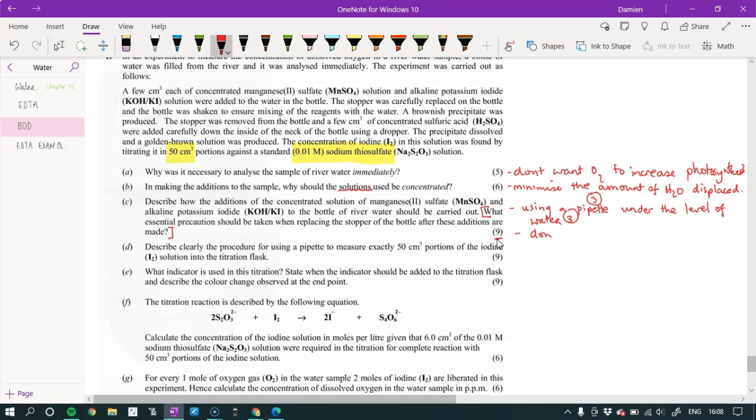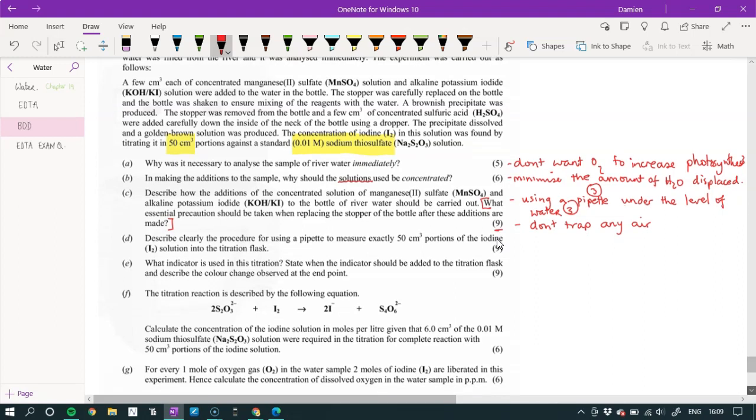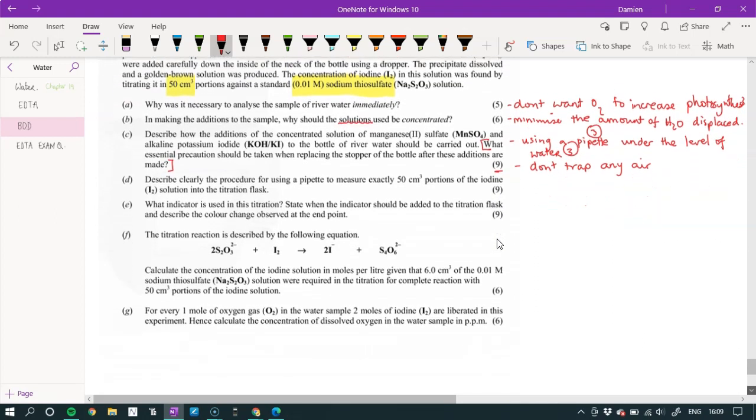Okay, so don't trap any air, because if you do, you're going to trap extra oxygen, and that's not what you want. Part D then: describe clearly the procedure for using a pipette to measure exactly 50 cm cubed portions of the iodine solution into the titration flask. And again, that's a standard experimental question. I'll let you answer that yourselves.